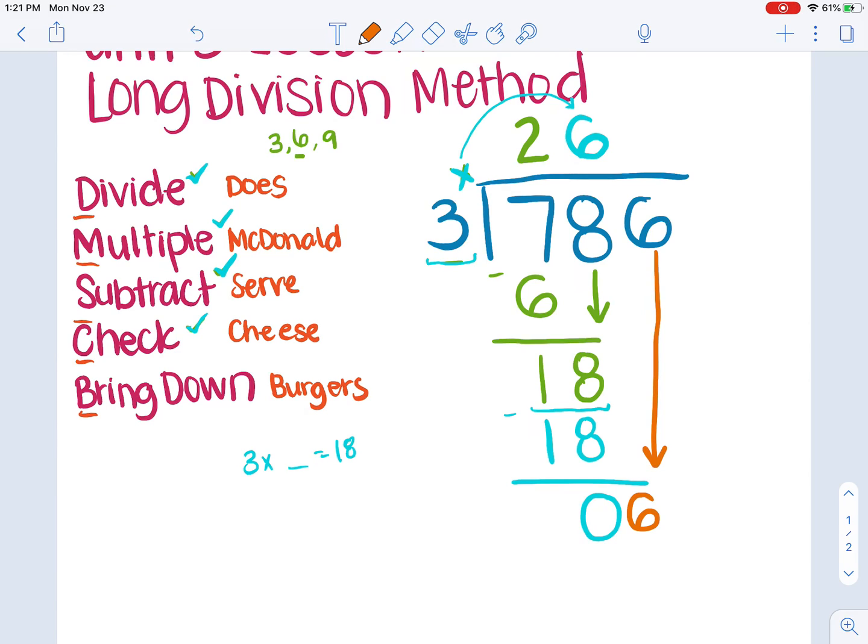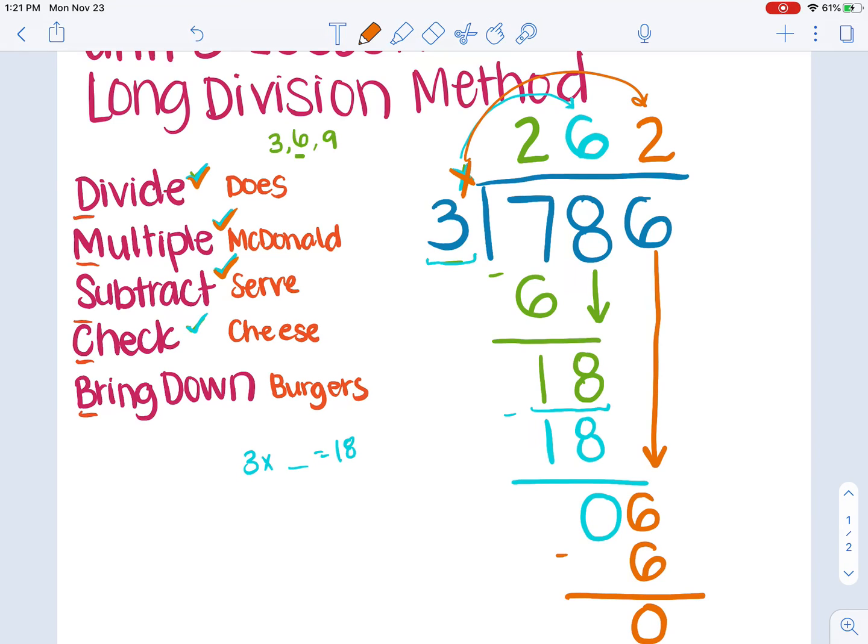Let's do this step one more time. 6 divided by 3, or how many times does 3 go into 6? Well, 3 goes into 6 evenly, 2 times. Then I'm going to multiply. 3 times 2 is 6. I'm going to put it down below. Then I'm going to subtract. 6 minus 6 is 0.